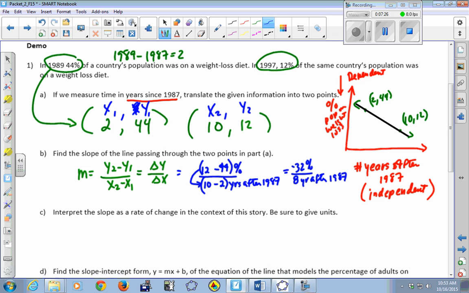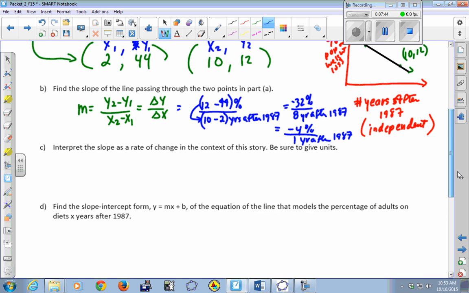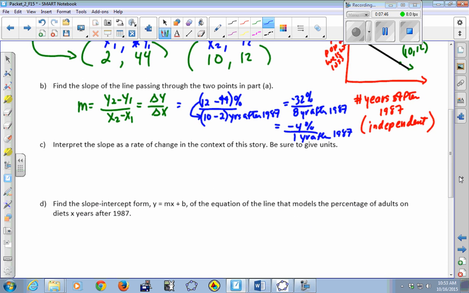So we can reduce this particular rate to this, negative 4% over 1 year after 1987. You just reduce your fraction so you have a 1 in your rate, which is called a unit rate, and then it's a lot easier. It's not as cumbersome to talk about. So someone want to give that a shot? You want to interpret the slope as a rate of change in the context of this story. In the context of this story, we want to make sure we use both numbers that we see here and both units. So I want to give it a shot, Josh?